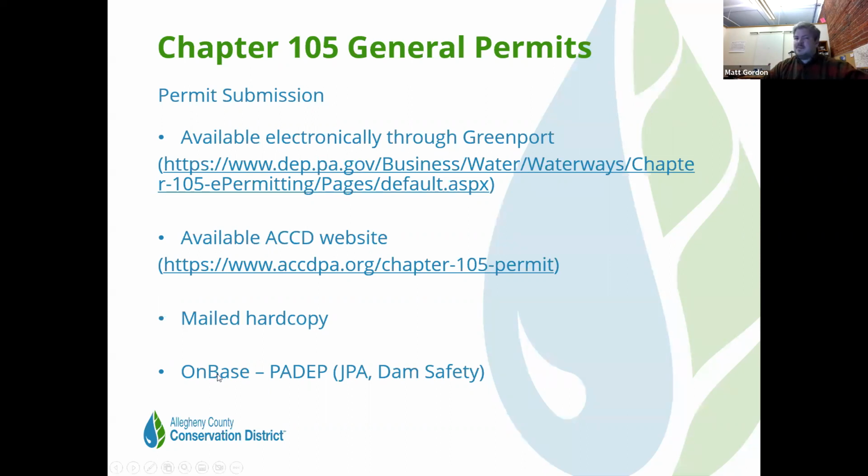I put OnBase here for DEP. It's not really for the general permits, but just other 105 permitting. Again, the Greenport e-permitting doesn't have complete functionality with all the permit types in chapter 105. So if you're submitting a joint permit, dam safety, something you want to do electronically, you can use OnBase for DEP.